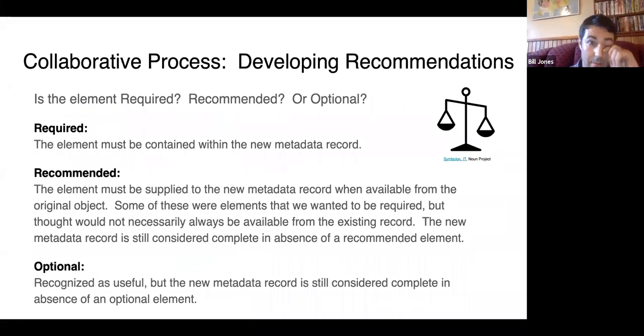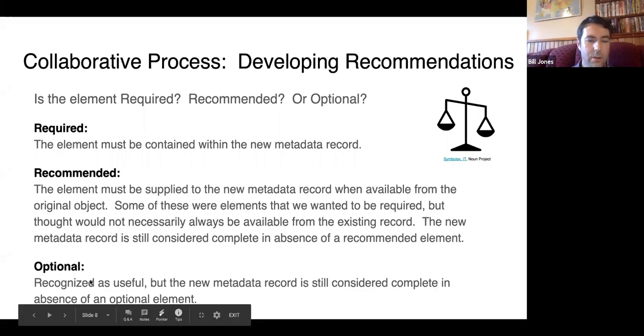And so some of the required ones, we thought that recommended and optional would both be nice to have, but the recommended ones were ones that we wanted to be required, but they wouldn't necessarily always be available in the existing record if it was going to be remediated. So the record is still considered complete without having these recommended elements in place.